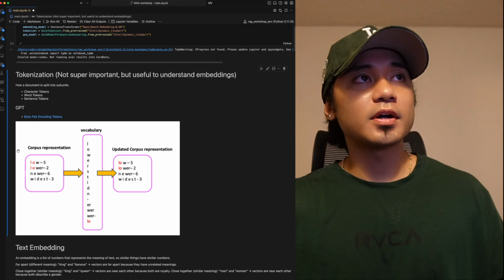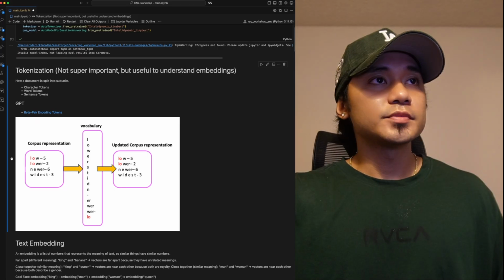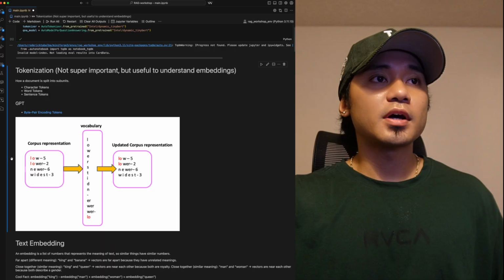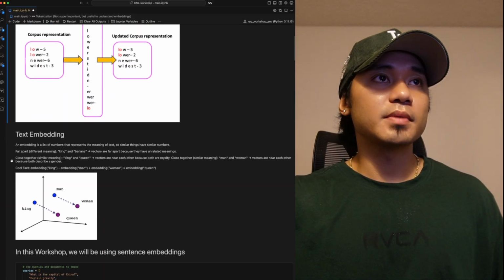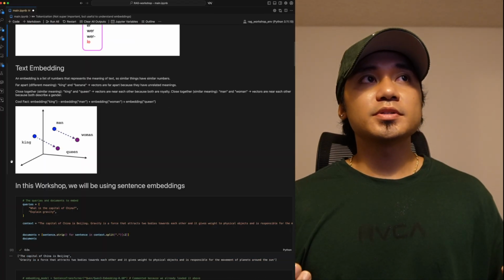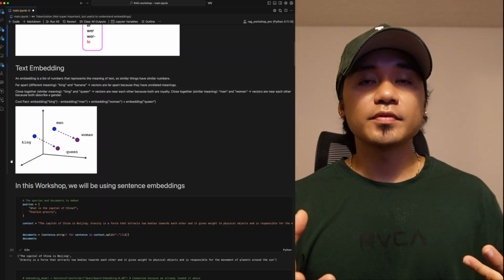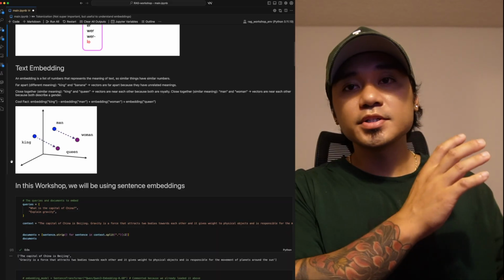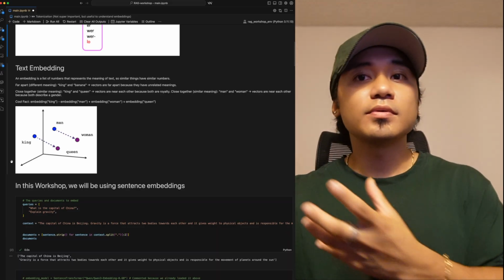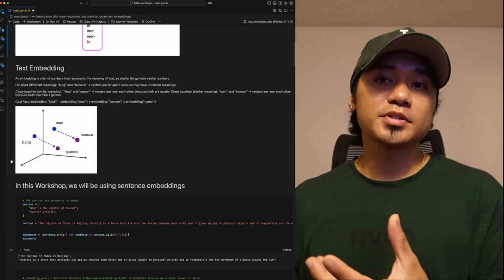Okay, so back to our Jupyter Notebook. So now that we know what tokens are, next we're going to move into text embeddings. So text embedding is basically a numerical representation of your documents. It's the process of turning text into numbers so the computer can understand it.